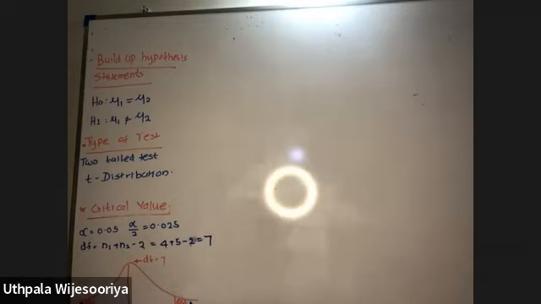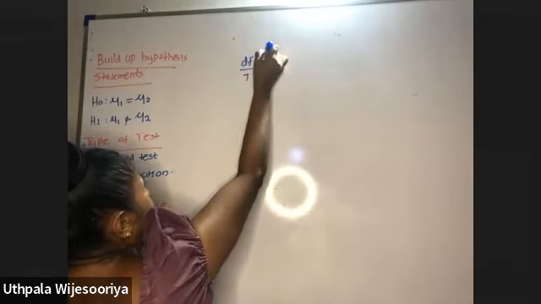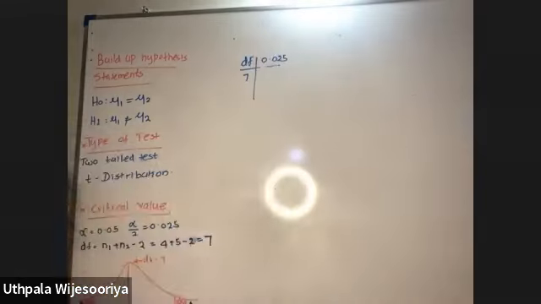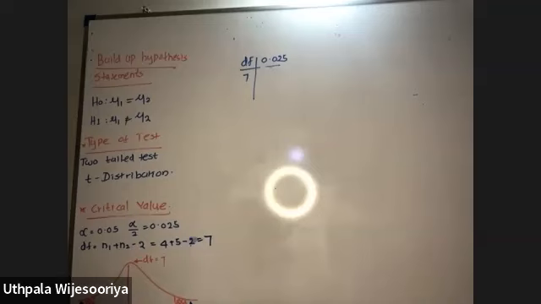So then refer to your t table at degree of freedom 7 and 0.025. The table value is 2.3646. Is it correct? 2.365.